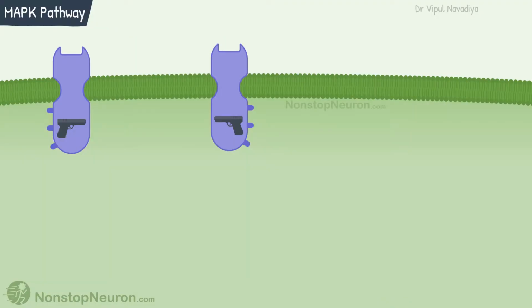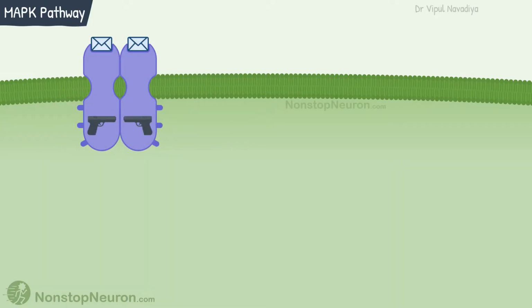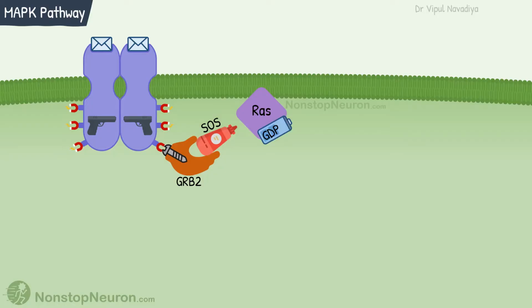Let's first see the MAPK pathway. As usual, binding of a ligand with the receptor causes dimerization and then transphosphorylation of tyrosine residues. Now, GRB2, which is an SH2 containing protein, recognizes phosphotyrosine residues on the activated receptor. GRB2 then attracts son of sevenless, or in short SOS. Next we have RAS, a type of small G protein. SOS catalyzes the removal of GDP and its replacement with GTP.